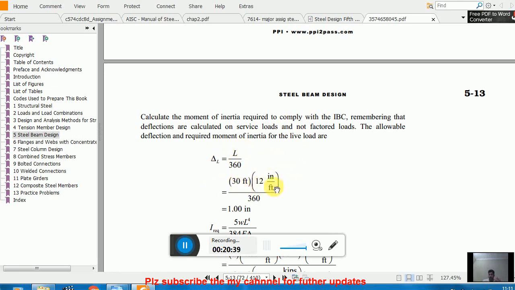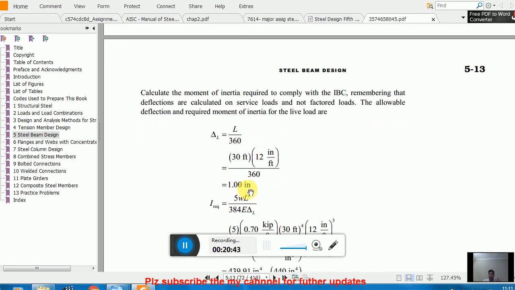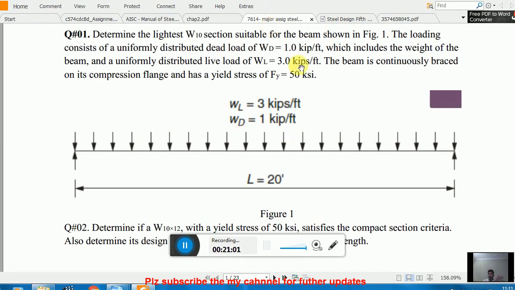We have a 30 feet span to convert into inches, because this formula works in inches, so you see 1.00 inches. Now this is the limitation. Remember, if you have to select your section on the basis of deflection criteria, you must use the deflection criteria first, because if you watch this video in which I cover this example, I don't use that approach. Why? Because we don't need to check for deflection.